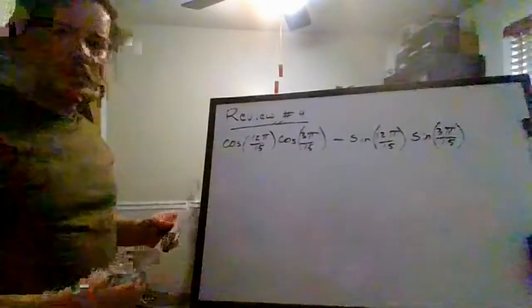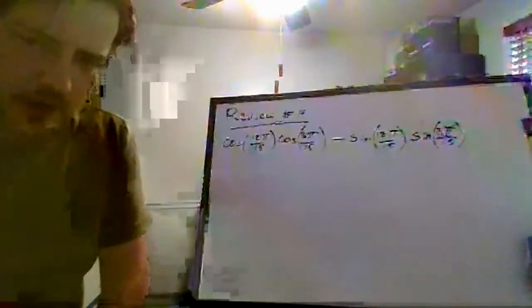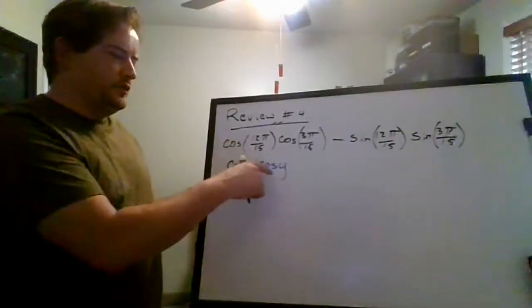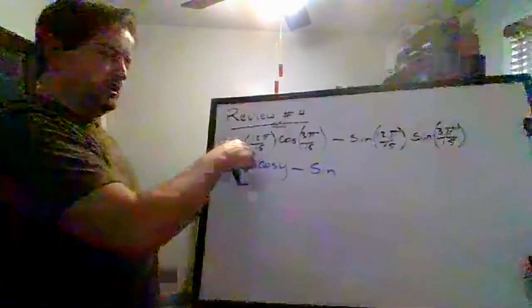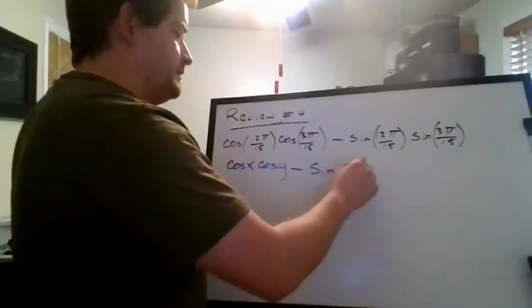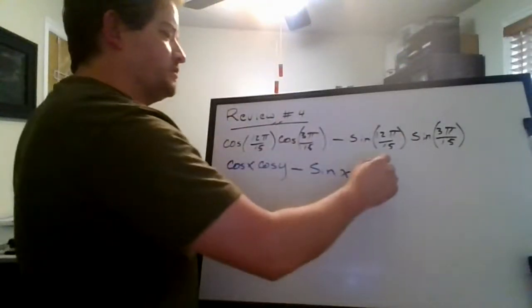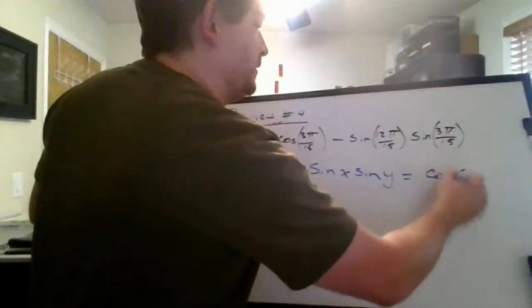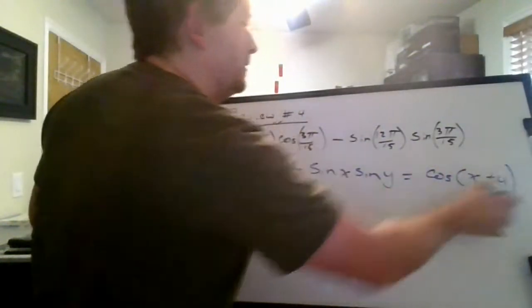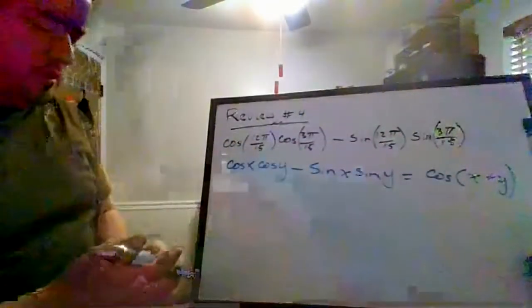Okay. That's what we've got. And then it's important to recognize the identity that's being used here. X in our case is 12 pi over 15. Y is 3 pi over 15. Minus the sine of that same first angle, so that's an x, times the sine of that second angle, so that's a y. But this is equal to the cosine of x plus y. Right? So you add those two angles together inside of a single cosine, and so that's what we're going to do.